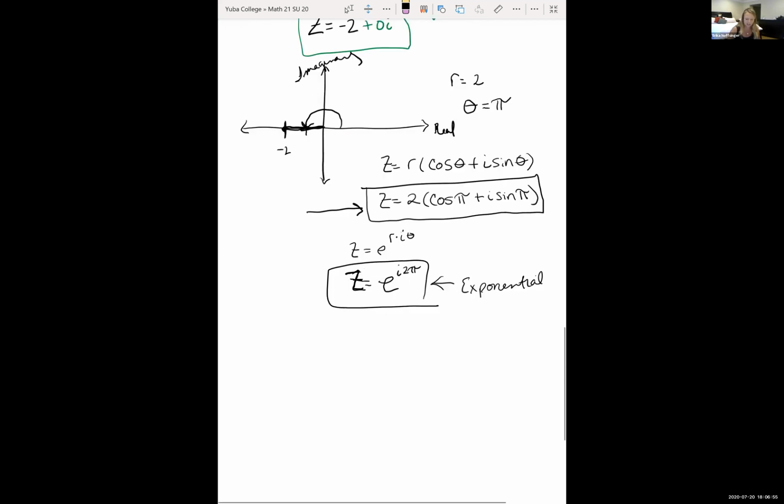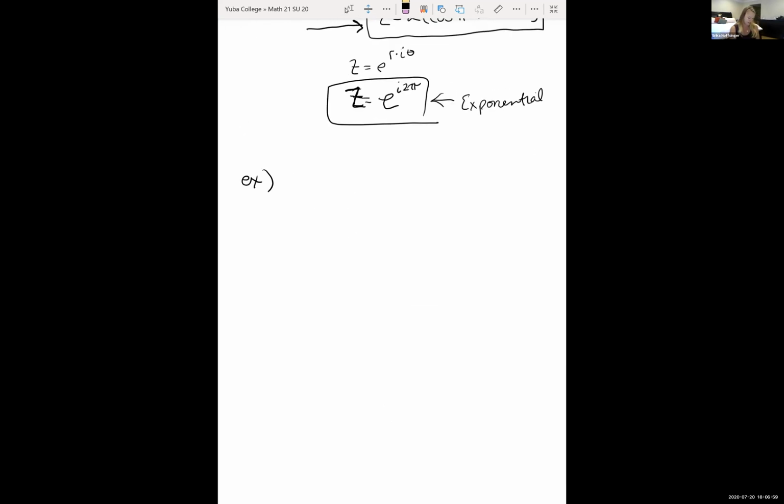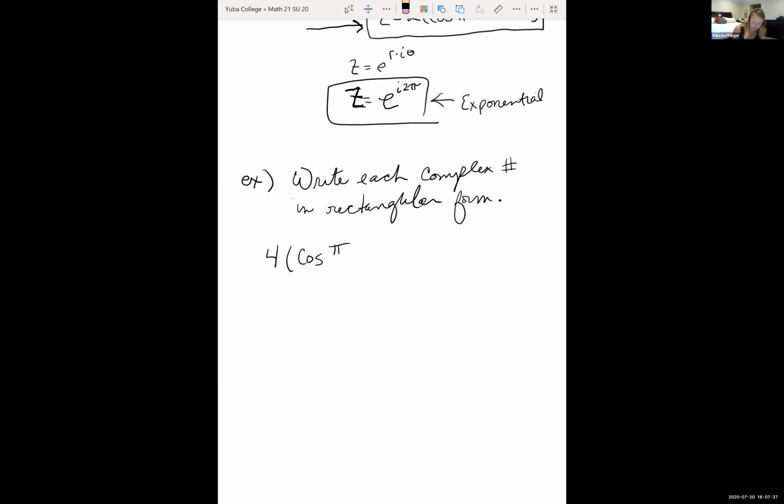So going in a different direction. So let's say they gave it to you already and they gave it to you in polar form. And you want to write each complex number in rectangular form. So write each complex number in rectangular form. So if you have 4, all times cosine of pi halves plus I sine of pi halves. Pretty much just evaluating this.